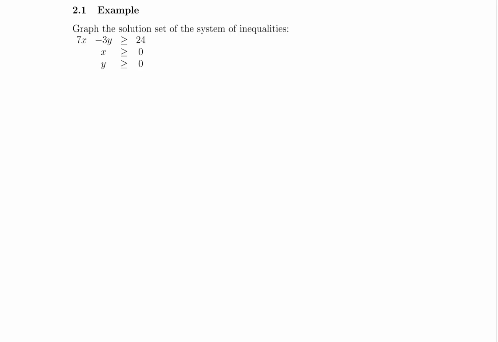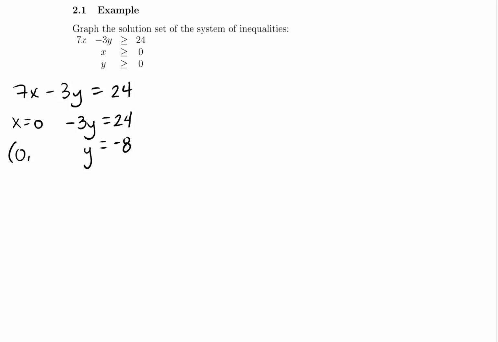So let's take a look at the first example here. We'd like to graph the solution set for this following system of inequalities. So let's start by graphing 7x minus 3y equals 24. I'm going to start by letting x equal 0, then the equation simplifies to negative 3y equals 24, and so y would equal negative 8. So this gives us one point on our graph at (0, -8). Now we want to do the same thing, but for y equals 0. This would simplify to 7x equals 24, and so x would equal 24 over 7.